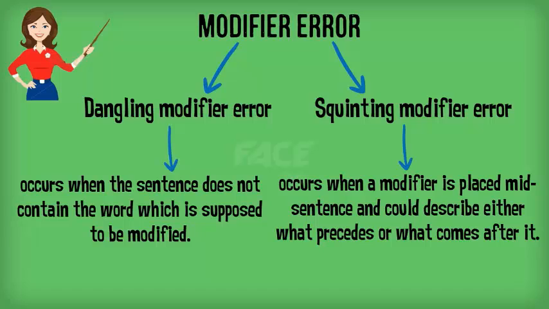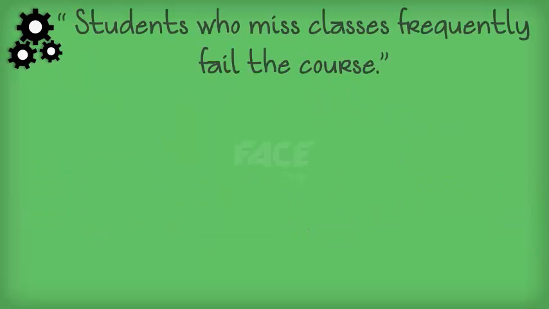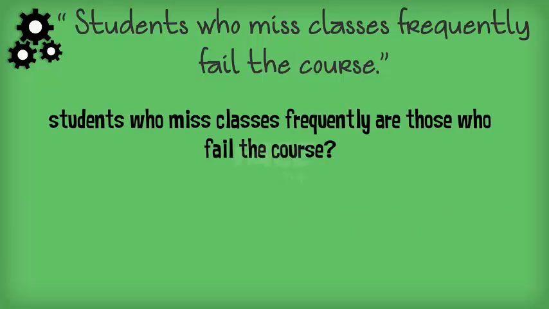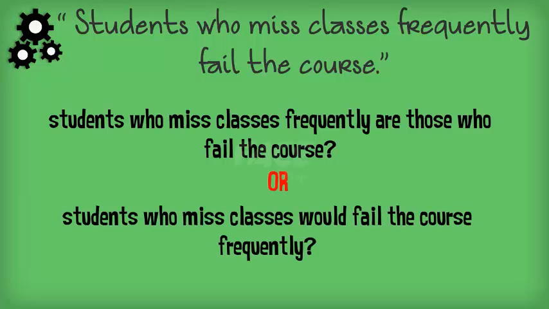A squinting modifier error occurs when a modifier is placed mid-sentence and could describe either what precedes or what comes after it. In this case, the reader can't be sure about what the modifier is supposed to modify. Example: students who miss classes frequently fail the course. Does this sentence mean that students who miss classes frequently are those who fail the course? Or the students who miss classes would fail the course frequently?